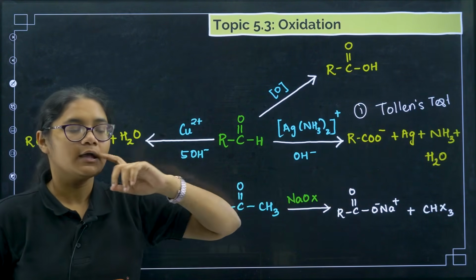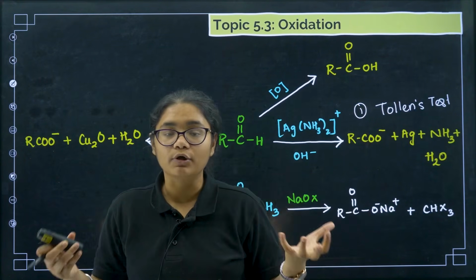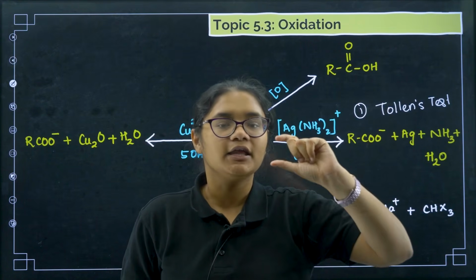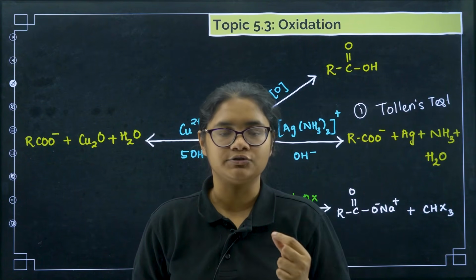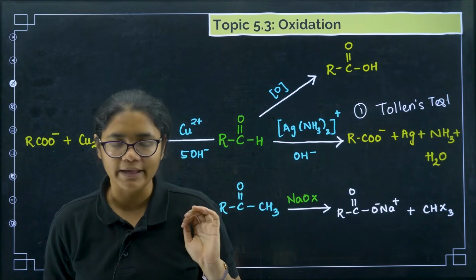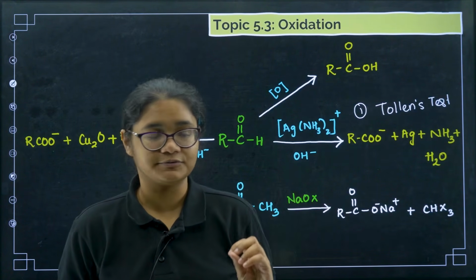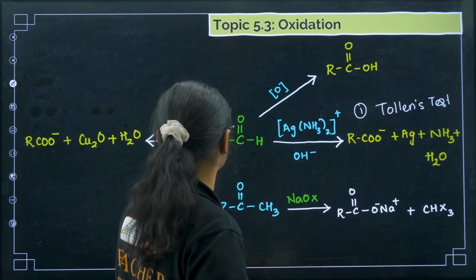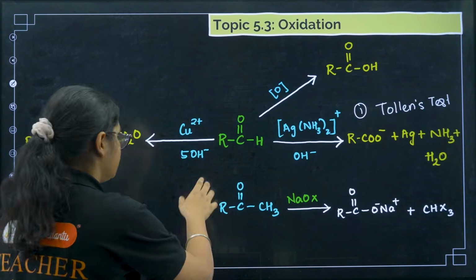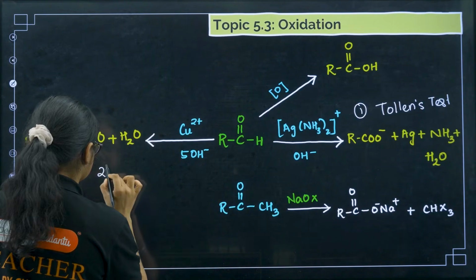So if you want to identify whether there is an aldehyde in a compound or not, you will take the compound and add some Tollens reagent. If you get a silver lining on the test tube, then you can be sure that the compound has an aldehyde group. These tests are only shown by aldehyde groups. Similarly you have Fehling's solution or Fehling's test. You take a copper salt in alkaline medium. This one is your Fehling's test.